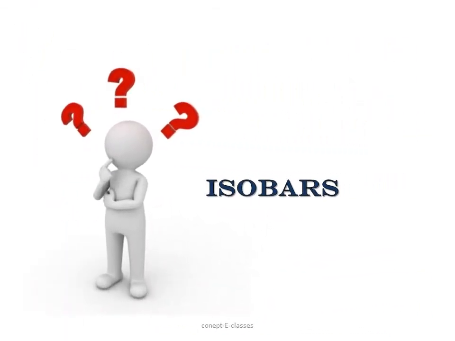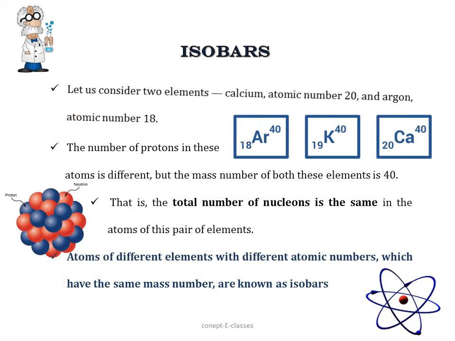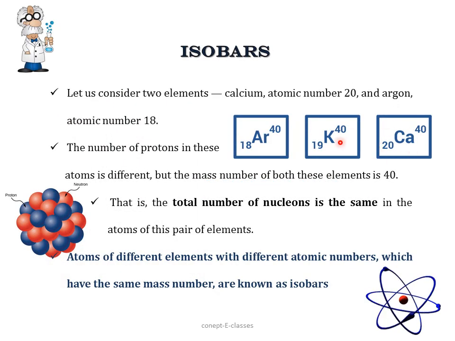Now let's see what isobars are. In order to understand isobars, let's consider some elements like calcium, potassium and argon. If you notice this, we can see that the atomic number, or the number of protons, in each of these elements is different. In calcium it is 20, for potassium it is 19, for argon it is 18. But the mass number of all these elements is 40. That is, the total number of nucleons is the same in these elements.